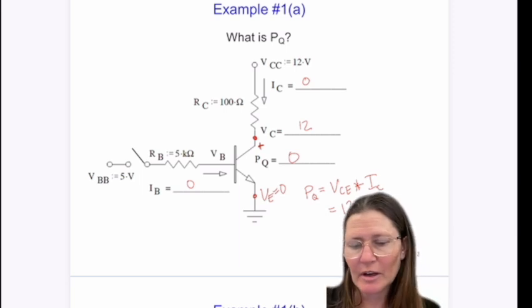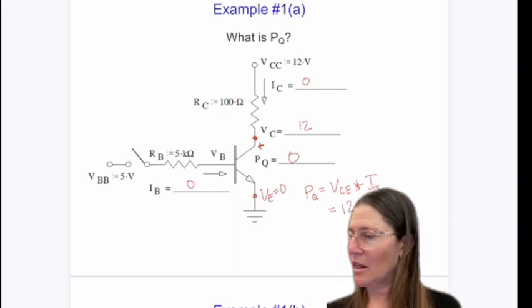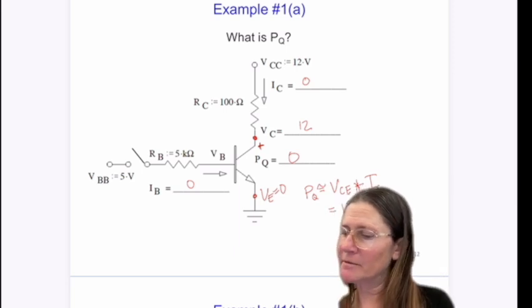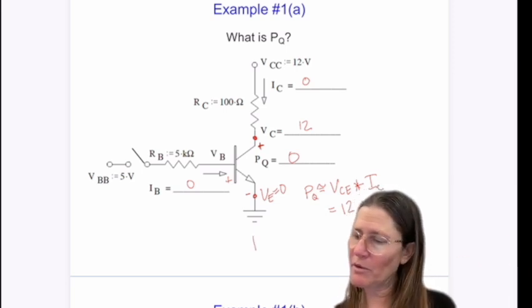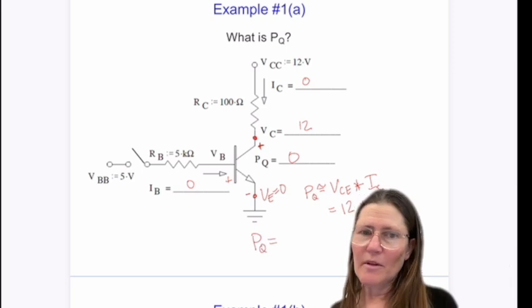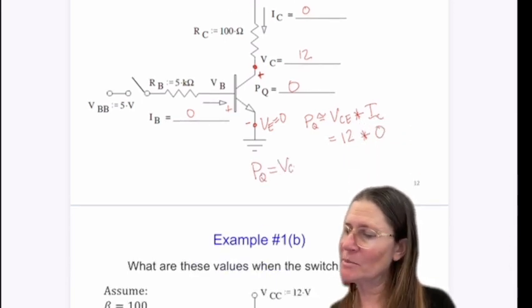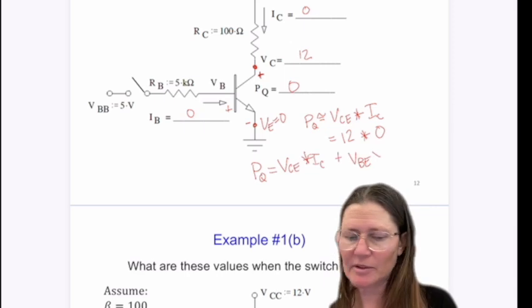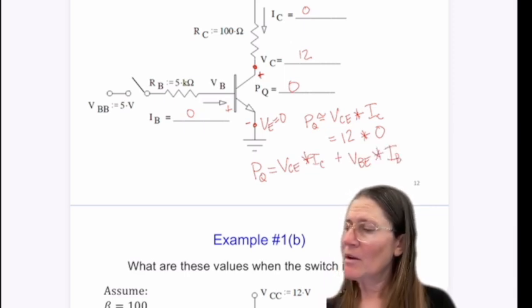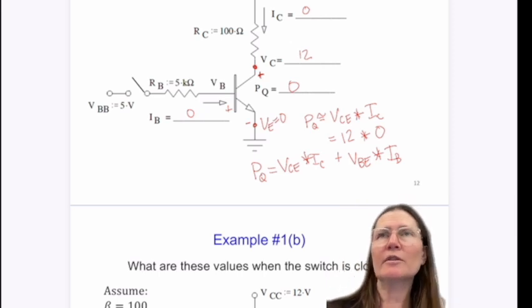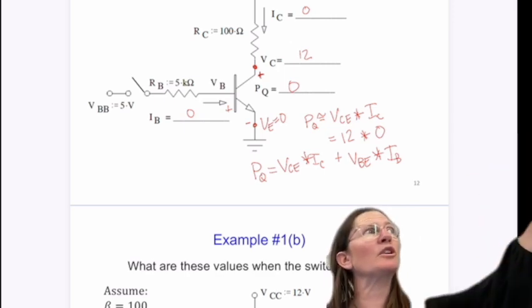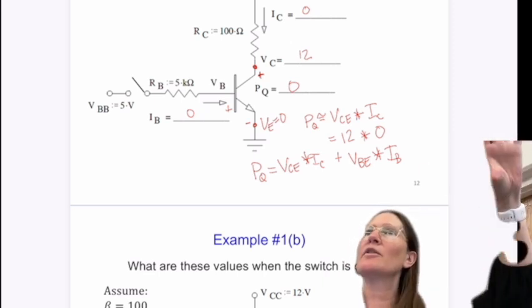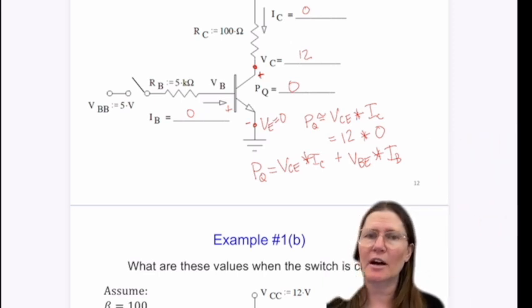So in this one, I should say approximately here. So the consumption, though, is that you actually have both the VCE times IC, and you also have a VBE times IB. So you're going to be needing to consider both. IB is usually really small in comparison to IC, so we can usually just approximate it by the voltage drop across VC times that IC.